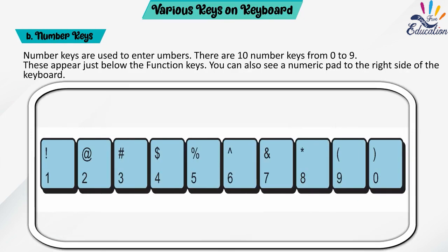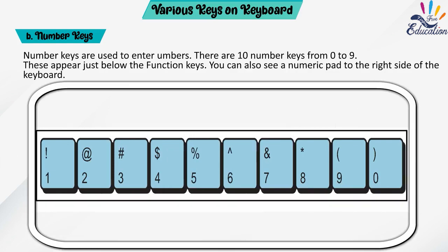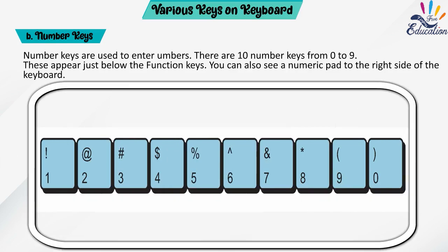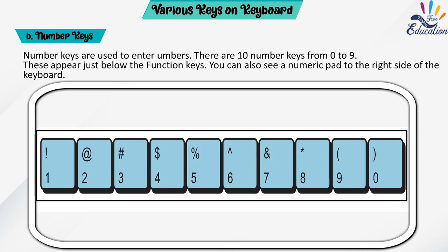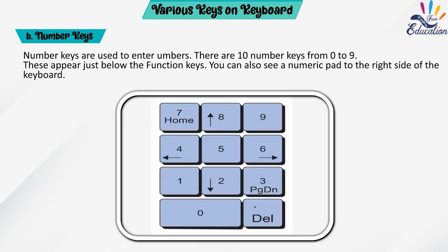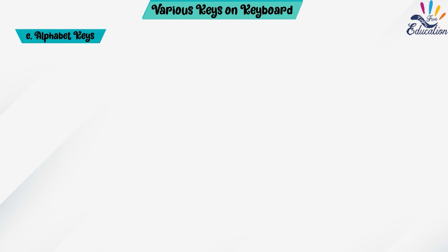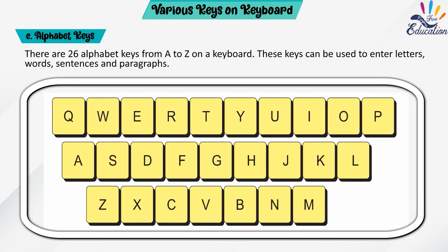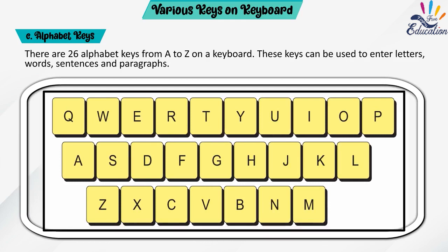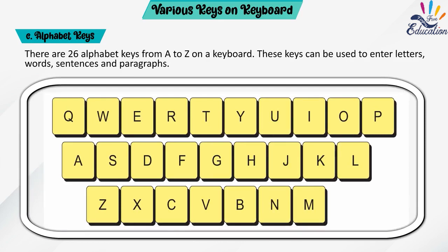Number keys. Number keys are used to enter numbers. There are 10 number keys from 0 to 9. These appear just below the function keys. You can also see a numeric pad to the right side of the keyboard. Alphabet keys. There are 26 alphabet keys from A to Z on a keyboard. These keys can be used to enter letters, words, sentences, and paragraphs.